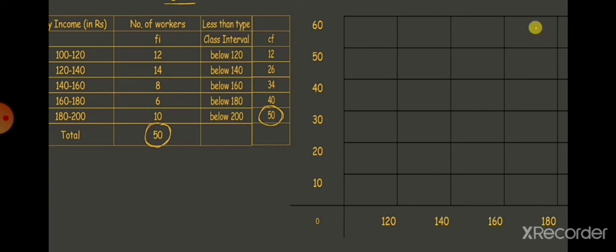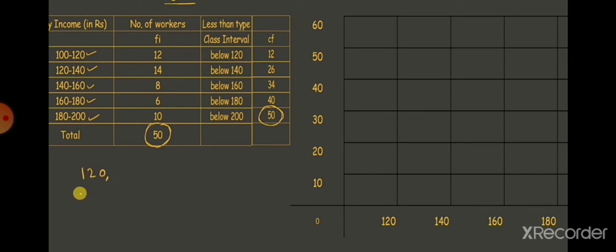Understood? Now we will see how to draw the graph. Whenever you are drawing the graph, the x-axis will be the class interval and the y-axis will be the frequency. On the x-axis we take 120, 140, 160, 180, 200. On the y-axis, for the frequencies 12, 26, 34, you can take the scale 10, 20, 30, 40, 50, 60, 70, because 50 is the highest frequency. Now let me see how to plot the points.